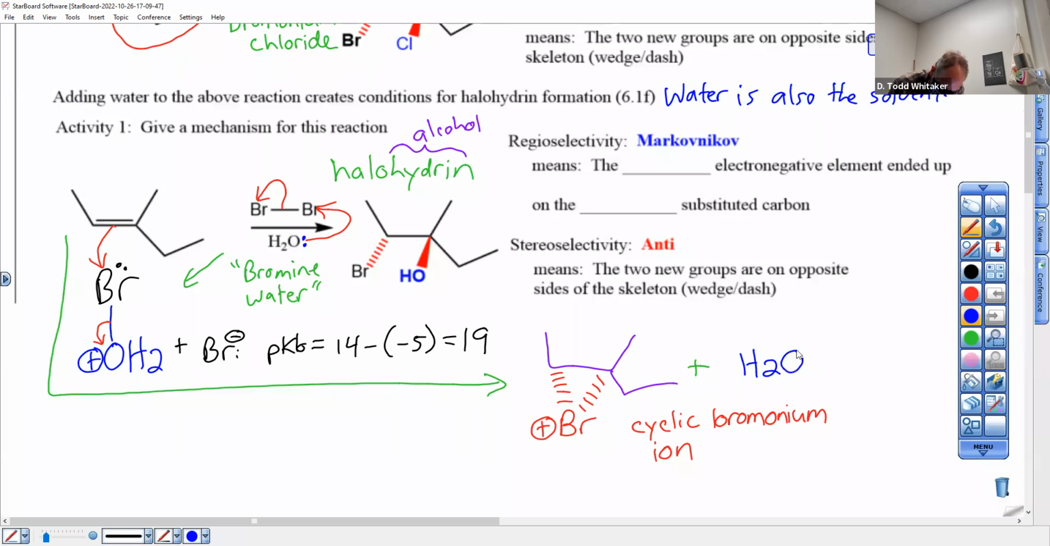Now you realize there's a lot of water. It doesn't have to be this one that we just made. It could be any of the waters that was floating around before that does this next step. And you know water has to do it. Look, where do you think OH came from? It didn't come from Br minus, right? It had to come from water.